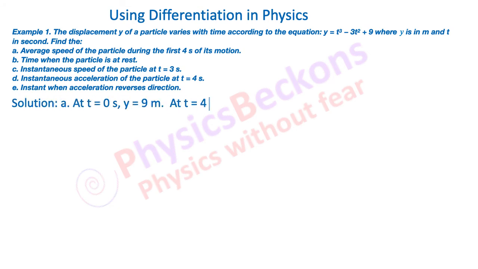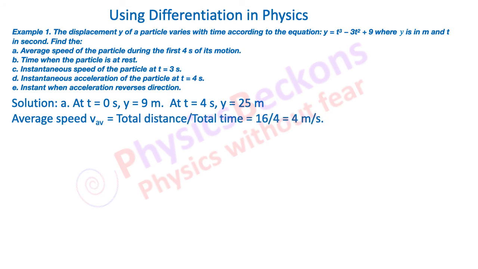For the solution of the first part, you have to find the average speed during the first 4 seconds. At t equal to 0, y is 9. You simply have to put t equal to 0 here and you will get y equal to 9. Similarly, you put t equal to 4 seconds, you get y equal to 25 meter. The average speed then will be total distance over total time. Total distance means 25 minus 9, which is 16, divided by the time 4 seconds. So the average speed during the first 4 seconds of motion is 4 meter per second.